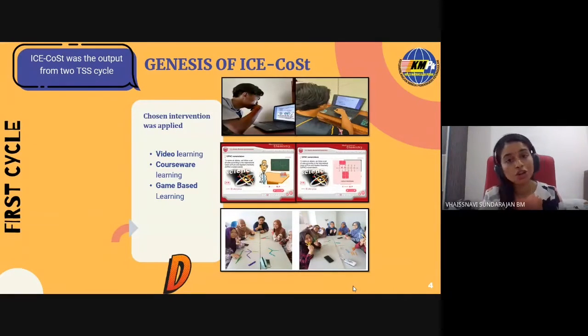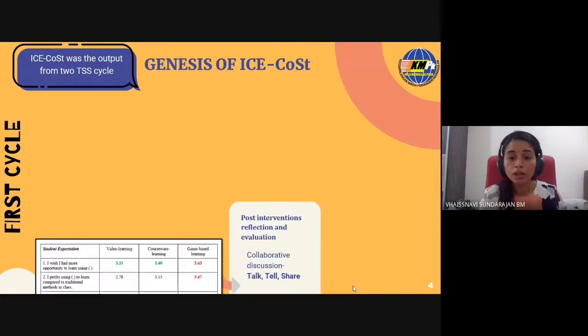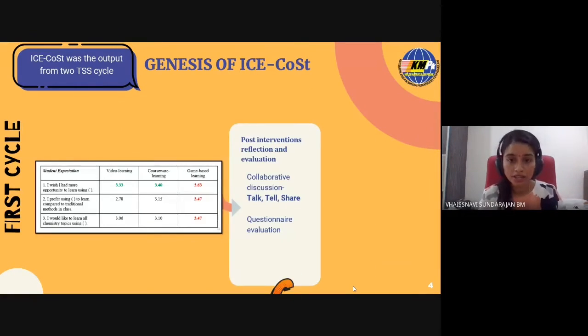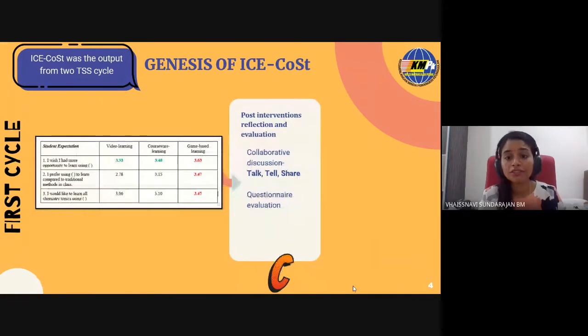Instead of sticking to the chalk and talk method, we decided to go on video learning, courseware learning, as well as game-based learning with the students to teach them how to name and draw hydrocarbons. Next would be the check stage, whereby post-intervention reflections and evaluation were done. The collaborative discussion was based on the talk, tell, share method, and we distributed a questionnaire to students and evaluated it as well.